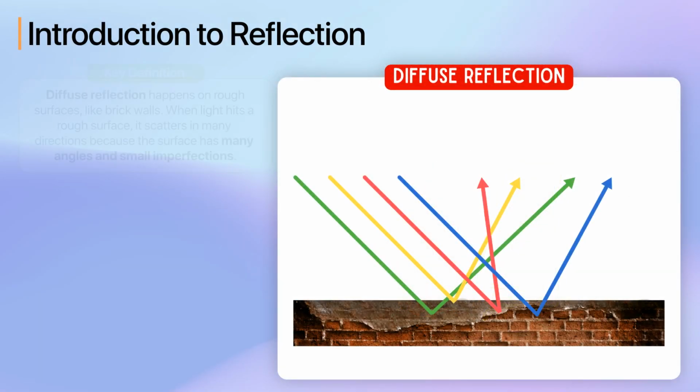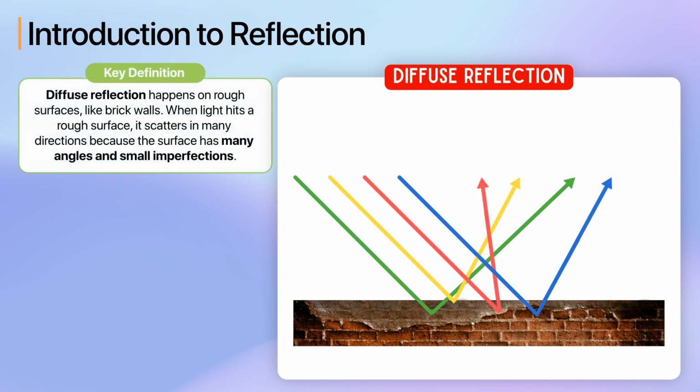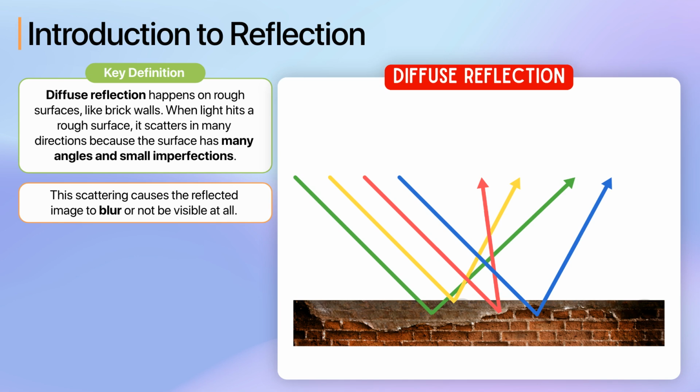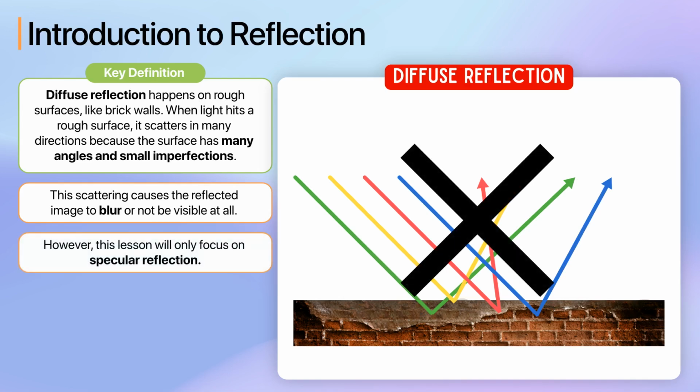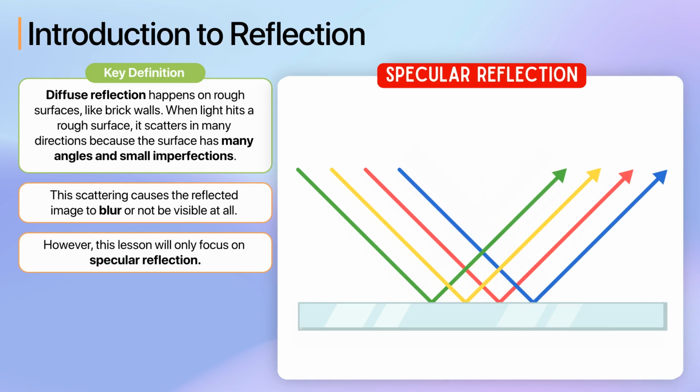In contrast, diffuse reflection happens on rough surfaces, like brick walls. When light hits a rough surface, it scatters in many directions because the surface has many angles and small imperfections. This scattering causes the reflected image to blur or not be visible at all. For the purposes of this lesson, when we refer to reflection alone, we are focused on specular reflection, which is the clear, predictable kind that occurs on smooth surfaces.